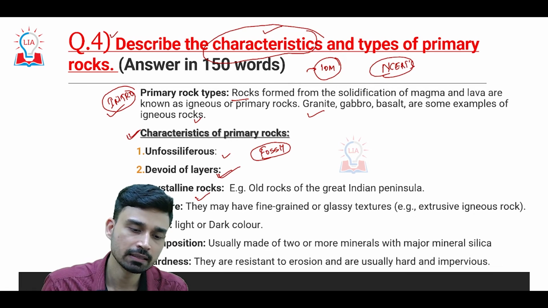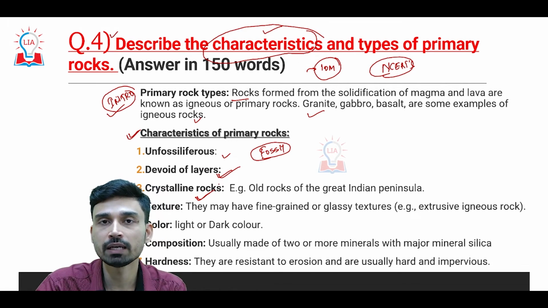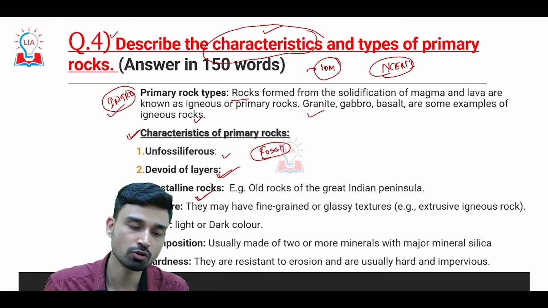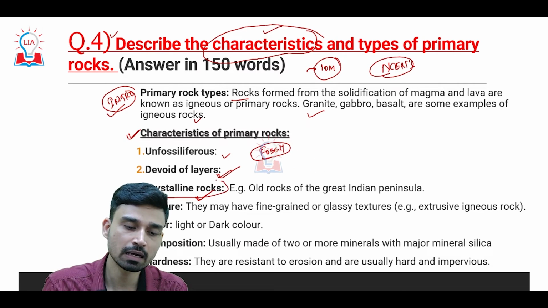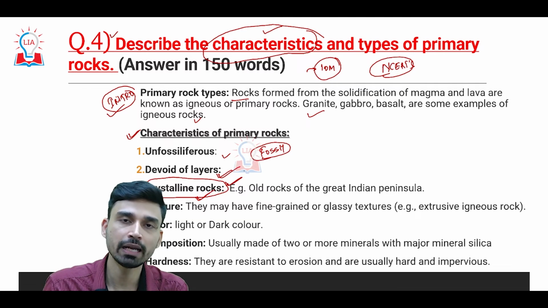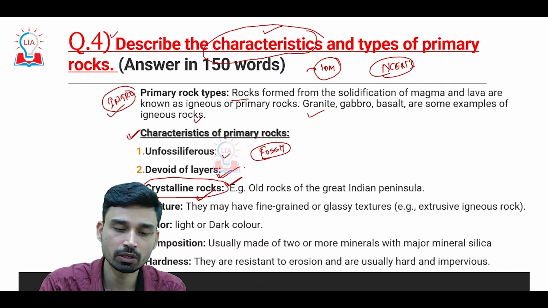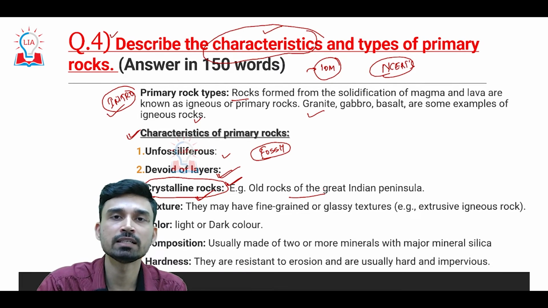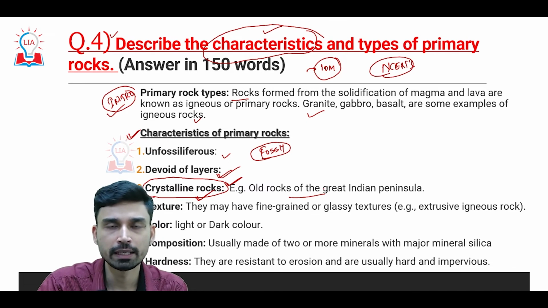Third, since the temperature at which the rocks form is very high, around 800 to 1000 degrees Celsius, the materials start to crystallize, and that is why you can find crystals in these rocks. For example, we have the old rocks of the Great Indian Peninsula. The ancient crystalline rocks are there, from which we have the red soil that forms after denudation or erosion.